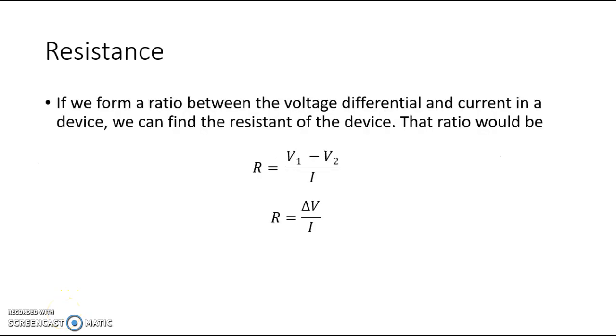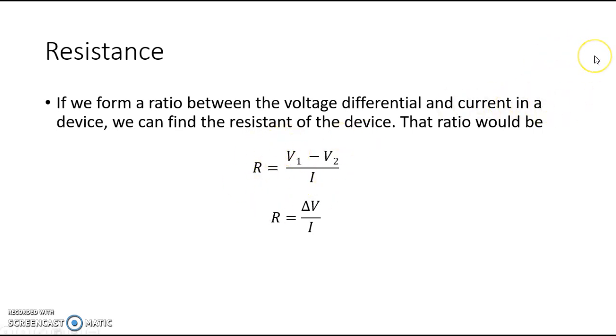Okay, so given that this is the information that we have, if we form a ratio between the voltage differential and the current within the device, we may find the resistance of that device. In other words, if we take V1 minus V2 and divide it by the I, which is a current, which is the rate of charges over some period of time, we can figure out what the resistance is.